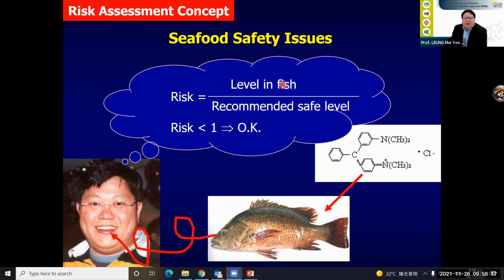Then if I ask the question whether it is safe for me to eat this fish with malachite green inside, I just ask if the level in the fish is lower than the recommended safe level, then I'm okay. So I can eat a little bit of this chemical without too much harmful effects to me, okay?